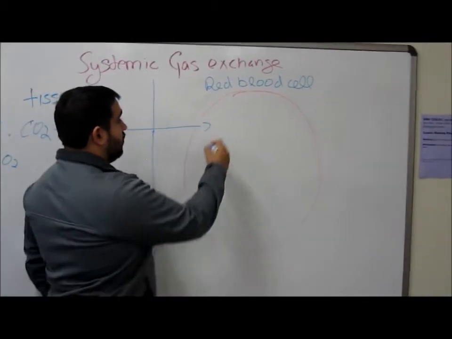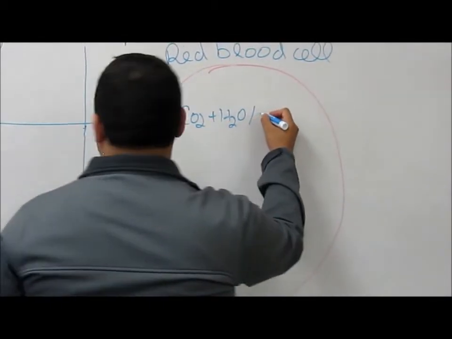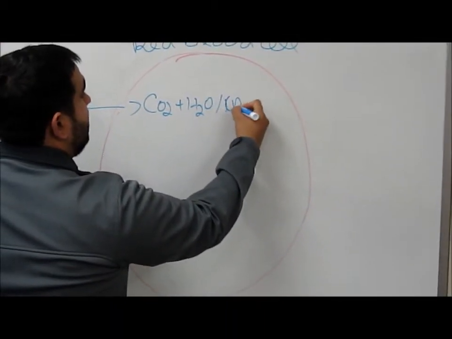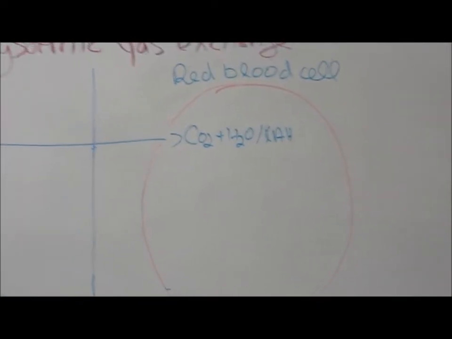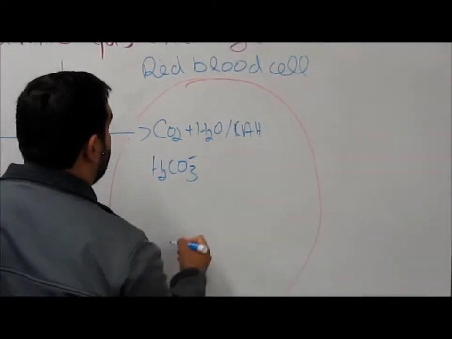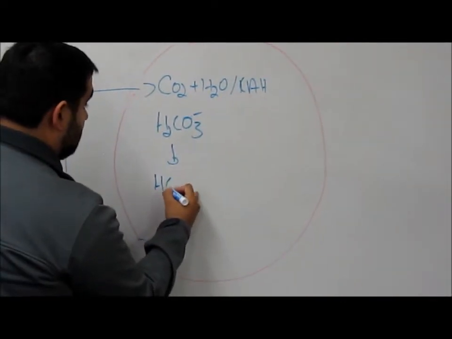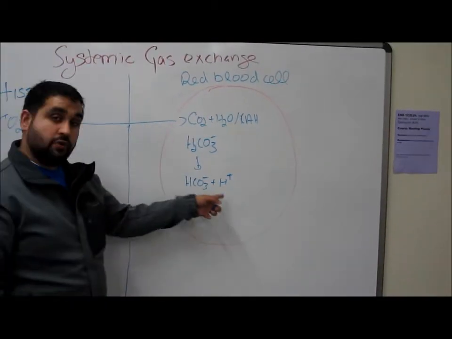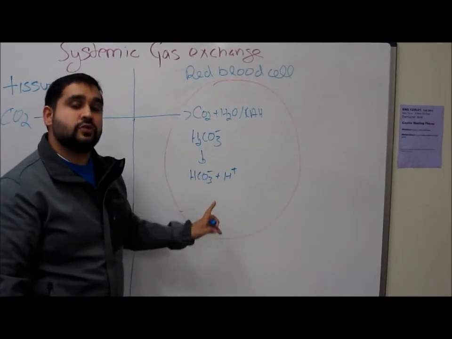where CO2 combines with water, with the help of an enzyme called carbonic anhydrase, CAH for short, which converts this into carbonic acid. The carbonic acid then further dissociates into bicarbonate plus a proton. The proton is really important because it helps decrease the affinity of oxygen binding to the red blood cell.